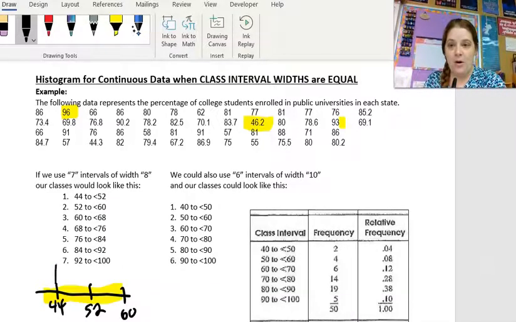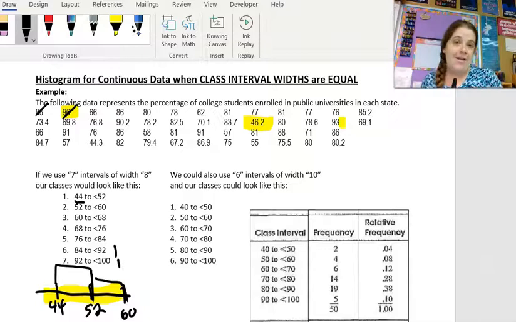And you'd have one bar that goes from 44 to 52, one bar that goes from 52 to 60. What you just need to understand is that the bottom level is included, but the top level is not. To figure out how many you have in each space, you would set these up and then do a tally. You'd say, okay, I've got 86, that would go here, and 96, that goes here. And once you have that tally made, then you know how tall to draw the bar.